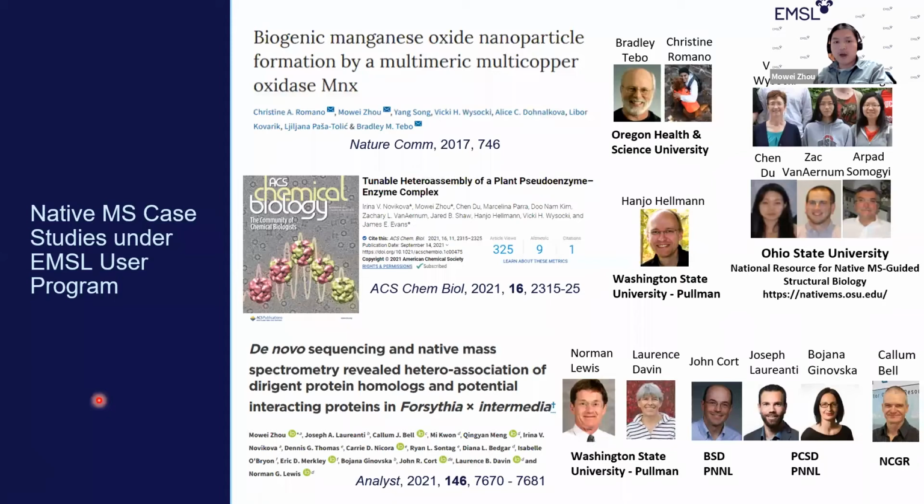So yeah, the 3 examples I'll be showing you all work with EMSL users, and they're published recently. They're all very big collaboration efforts, including Professor Thibault's group, Professor Hellman's group, and Professor Lewis's group, and some other folks at the PNNL and other institutions. And the 2 studies shown here are also in close collaboration with Professor Vicky Wasaki's group at Ohio State University, which is an NIH-funded national resource for native mass spec-guided structural biology, because we're really trying to apply the new technologies and instrumentation to be able to solve those challenging structural biology problems.